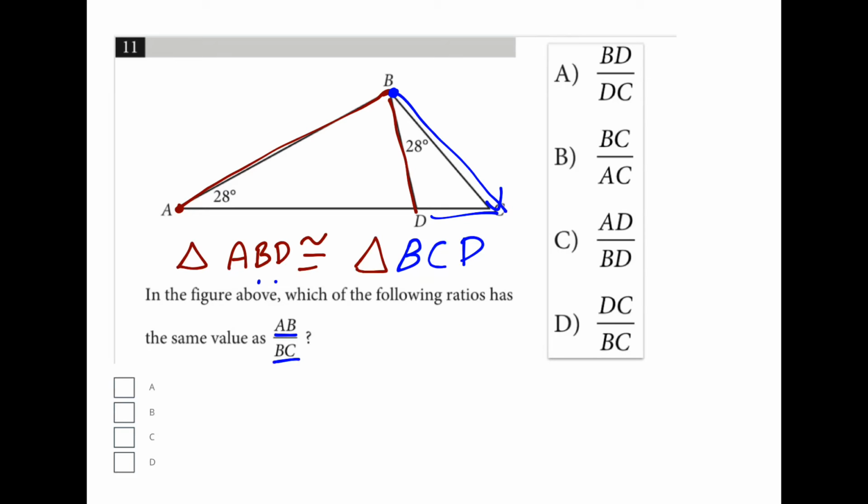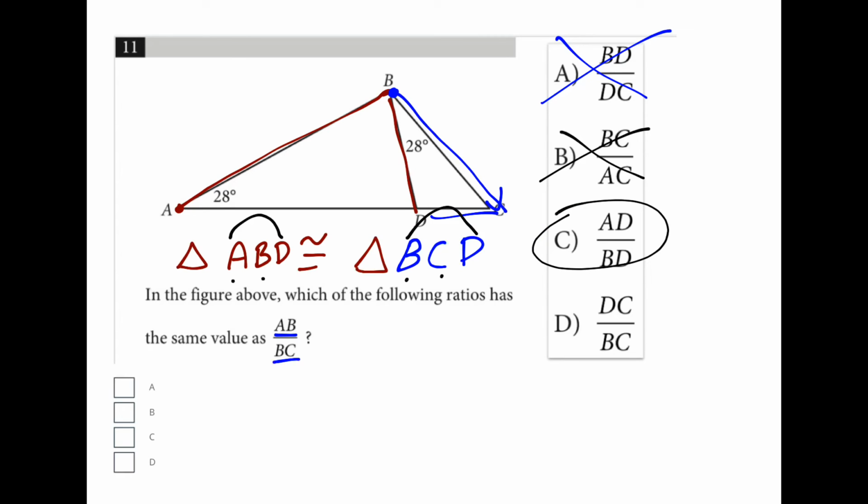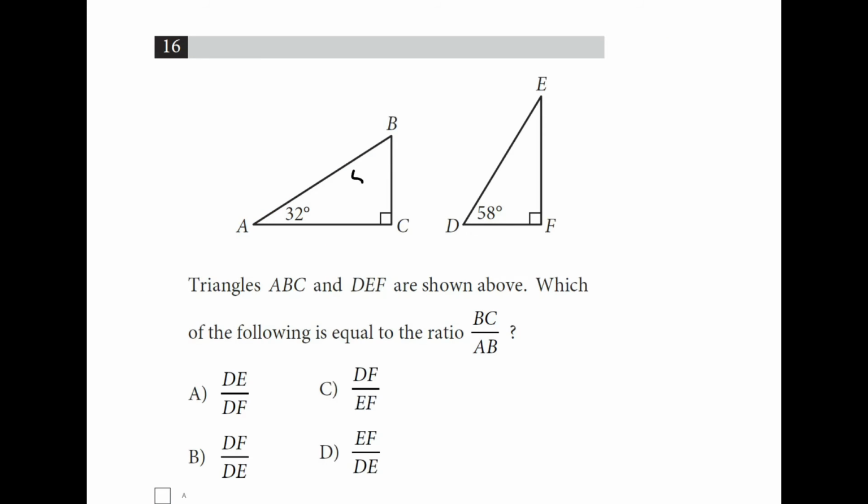BD, does that match up with DC? No, it goes from 2 to 3 and then from 3 to 2, so that's no good. BC, I guess over here, and then AC, well that doesn't work. It turns out AD and BD match up. It's the first and the third position. That's the correct answer. I can fill in missing angles, since the interior sum has to be 180.